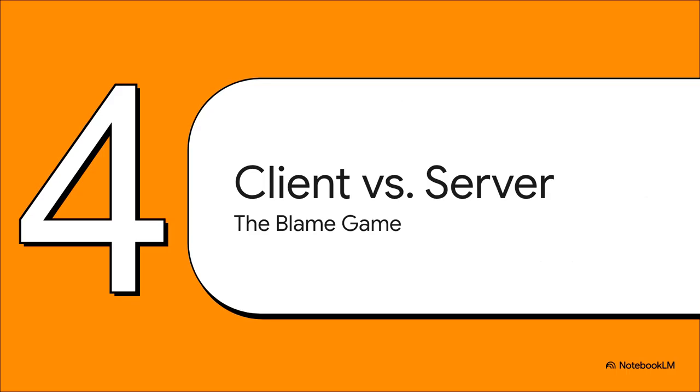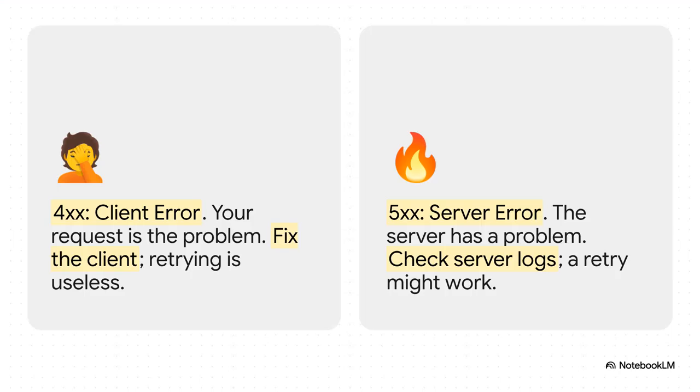And that brings us to the most important distinction in all of API error handling: the 400 series versus the 500 series, or as I like to call it, the blame game. This slide lays it out perfectly. It's so simple. If you get a 400x error, the server is politely telling you, hey, the problem's on your end. Maybe your request was malformed or you weren't authenticated. Your job is to fix your request. But if you get a 500x error, the server is saying, it's not you, it's me. The problem is internal, and your only real move is to check the logs on that side.